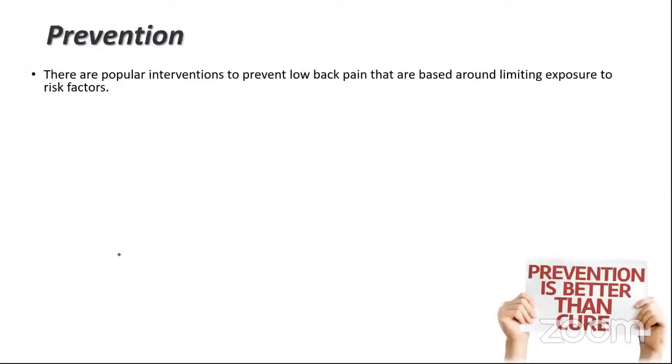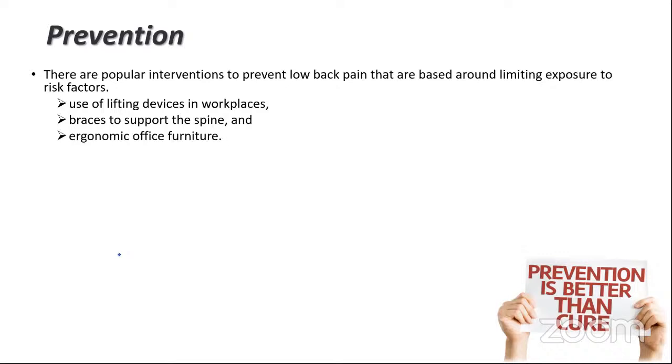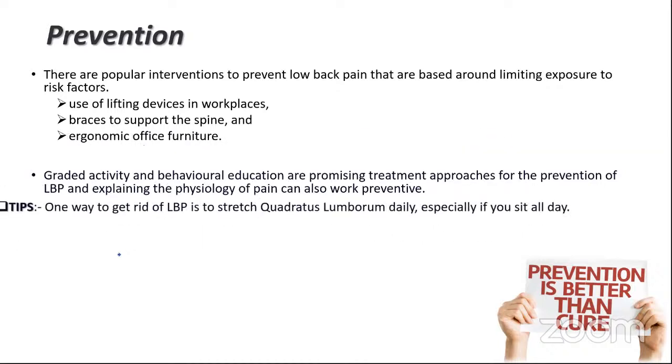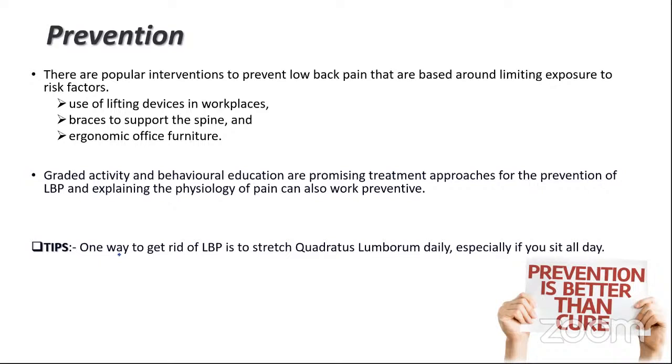So as we all know, prevention is better than cure. There are popular interventions to prevent low back pain that are based around limiting exposure to risk factors, which means that if you can identify the risk factors and limit them, then you can prevent the occurrence of low back pain. For that, you can use lifting devices in your workplace. You can raise the support to the spine, and you can use ergonomic advisors for your office furniture. Apart from that, graded activity is a promising treatment approach for the prevention of low back pain, and explaining the physiology of pain can also work preventively. So one tip for you all: one way to get rid of low back pain is to stretch quadratus lumborum daily, especially if you sit all day.